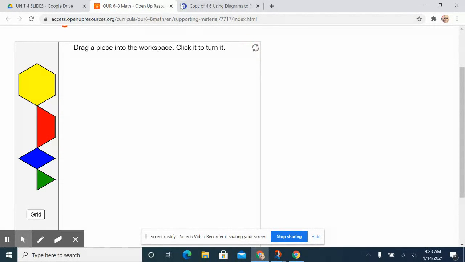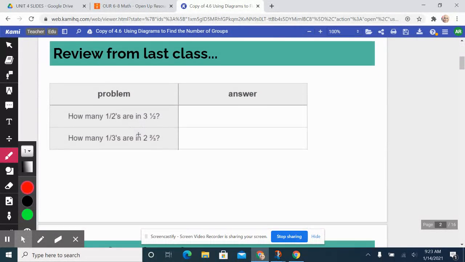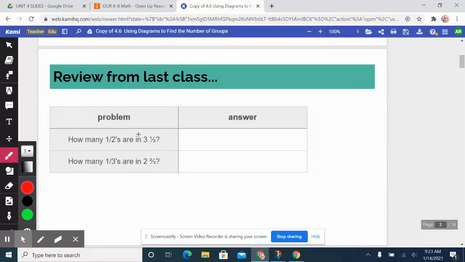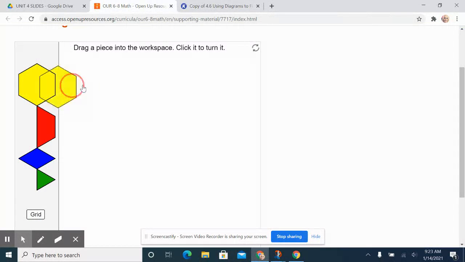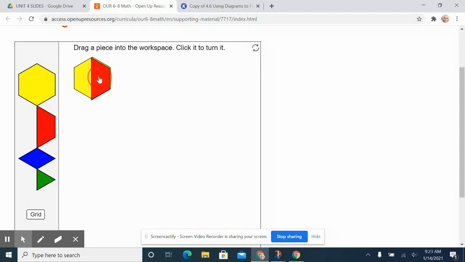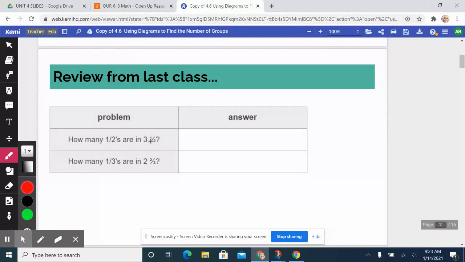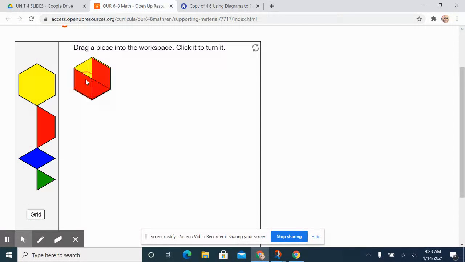Okay, so now I have the next one here for you. And there's 2 of them for this one. So how many halves are in 3 1/2? So remember that this is our whole. Now the hexagon's the whole, the trapezoid is half of that. So I would need 2 of them to fill up the hexagon, right? But the question is that I need 3 1/2 of them. 3 1/2 hexagons is what it's saying to do.